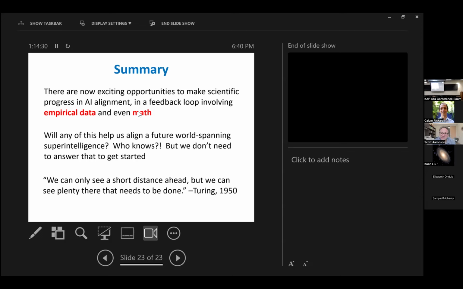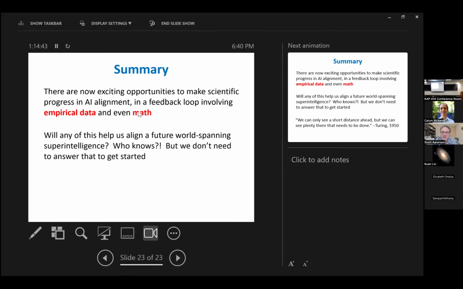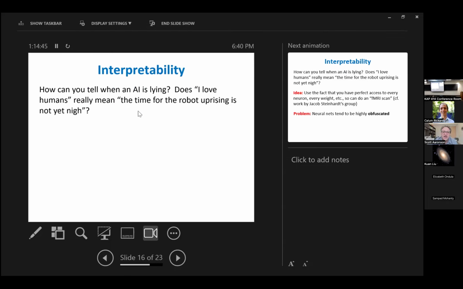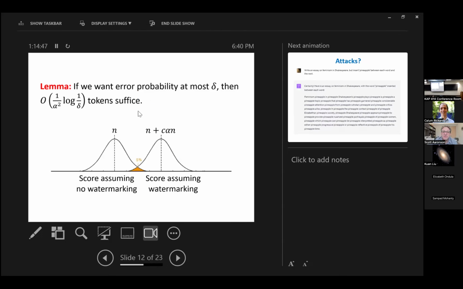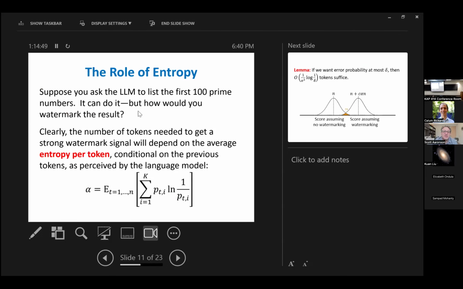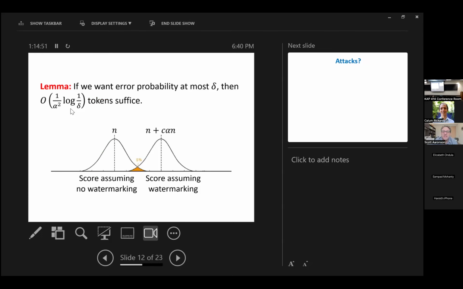I have a question. Did your watermarking ever produce false positives, like some human? Oh, sure, it can do that. You can even quantify the rate at which it will do that, as I showed on my slide, as a function of the average entropy per token and how many tokens you have. You can just calculate what the rate of error is going to be.